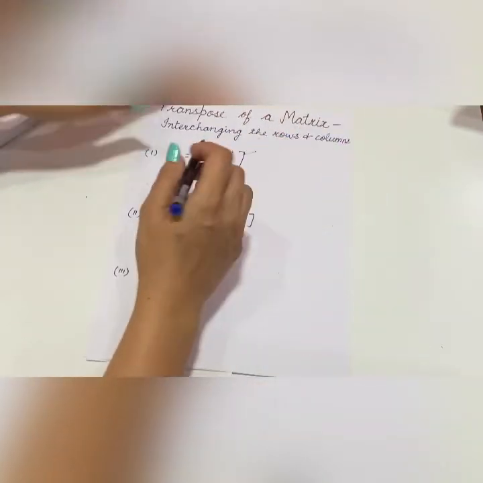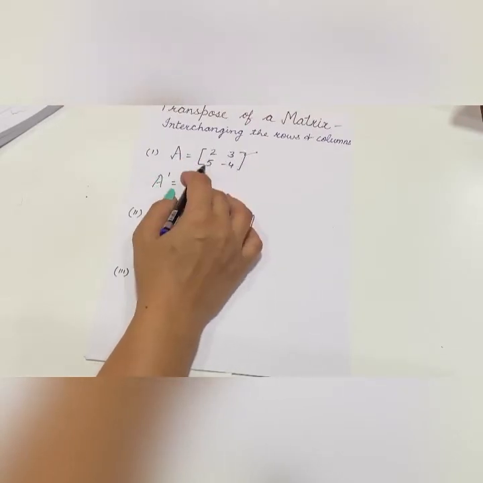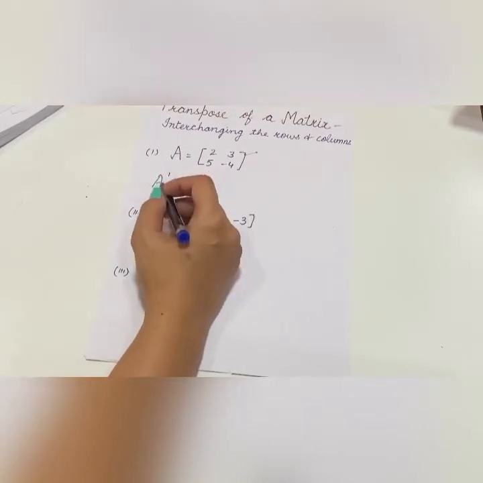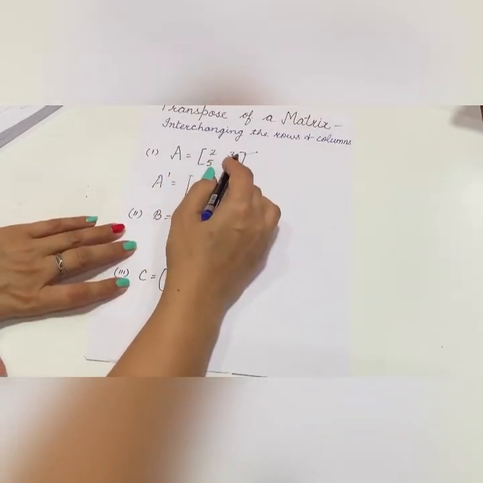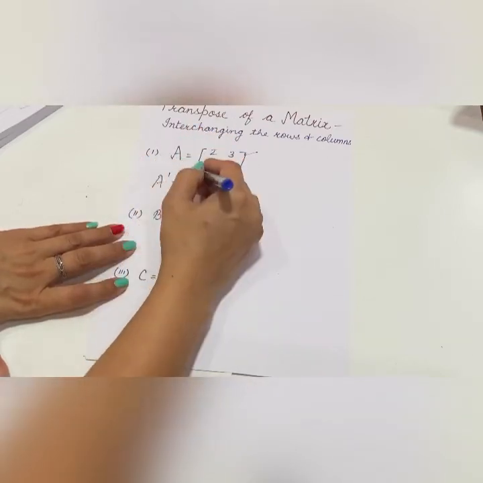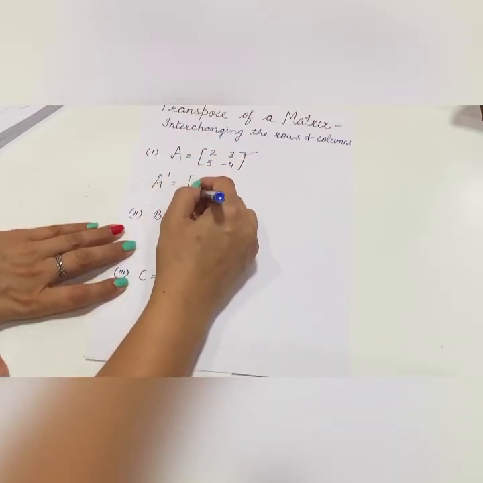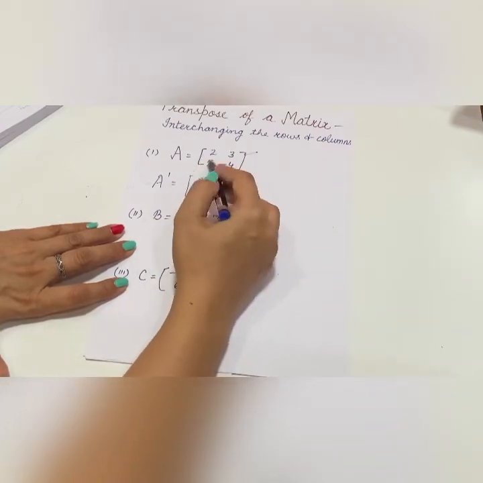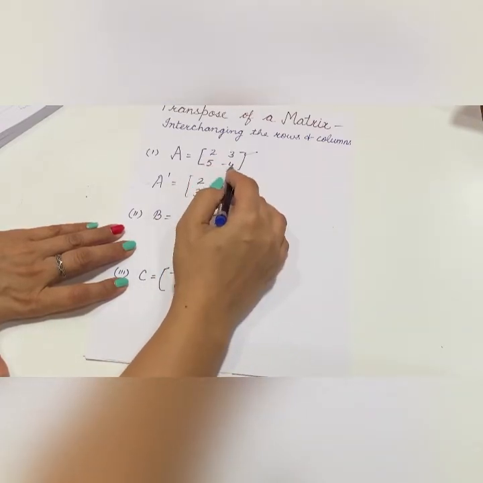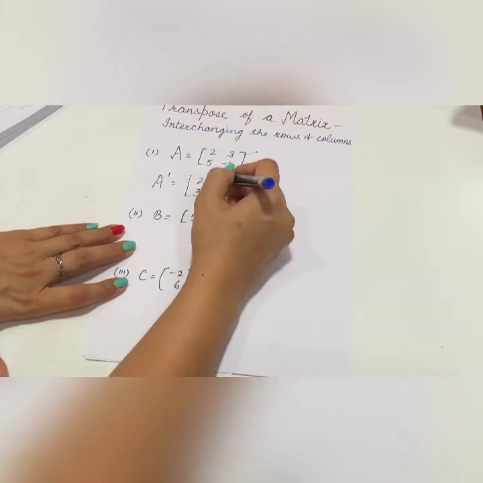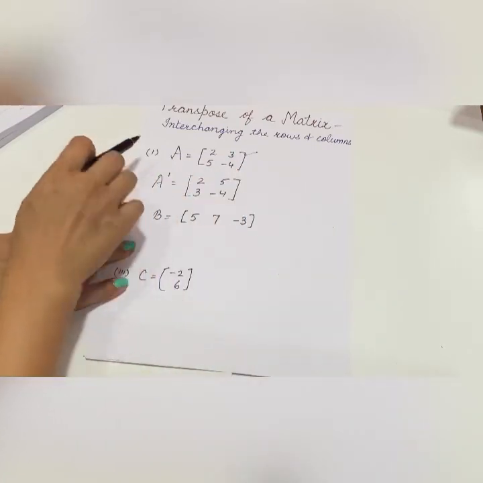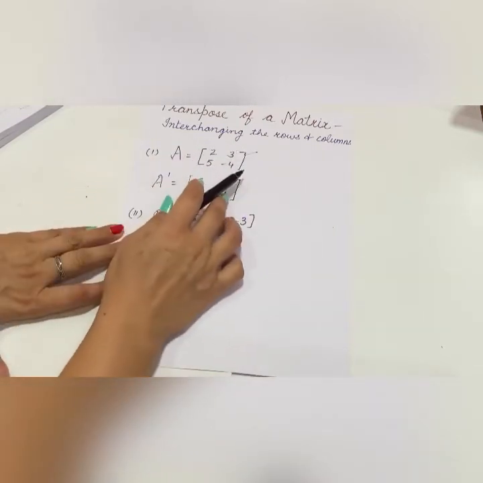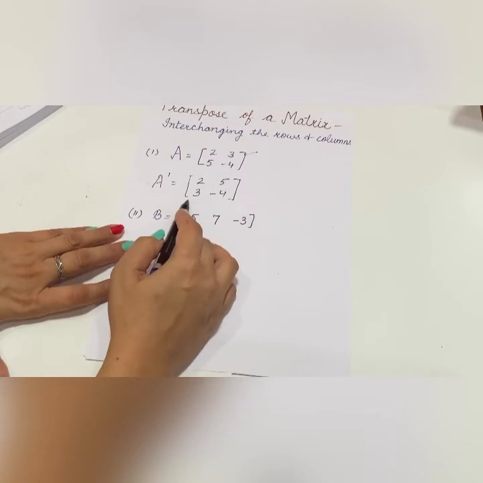Let's see this example. Matrix A is given by [2, 3; 5, -4]. When I am taking the transpose of it, see children, what do we have? 2, 3 is the first row of the matrix. Now I am going to write it as the first column. So first row is written as first column. Second row I am going to write as the second column. It will be 5 and minus 4. So matrix A was [2, 3; 5, -4] and A transpose is [2, 5; 3, -4].